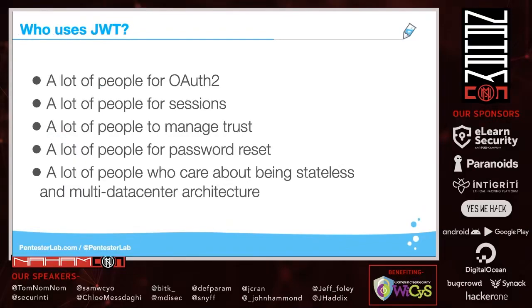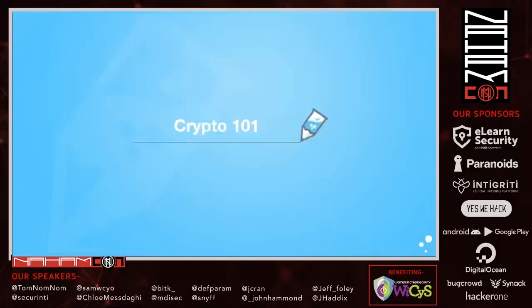So a lot of people are using JWT for OAuth 2, for session, to manage trust between systems, to do password reset. And a lot of people as well who care about being stateless between multi-data center or multiple application. Let's say you have a lot of microservices. You want them to talk to each other and pass the data through the user and back to another microservice. JWT is a pretty good solution to that. But JWT are very complex and they can bring a lot of cool bugs.